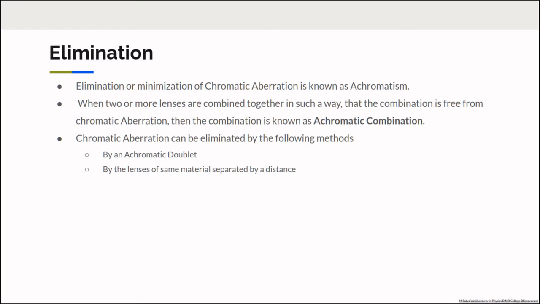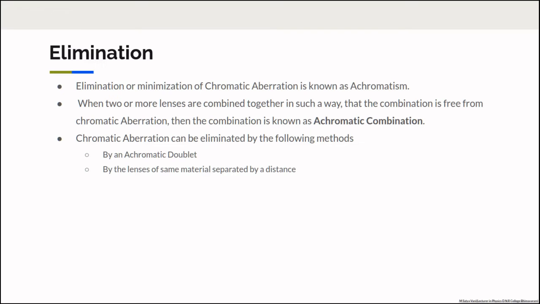Next concept is elimination of chromatic aberration. We have to find how this defect is eliminated. Elimination or minimization of chromatic aberration. Elimination or removal of chromatic aberration is known as achromatism. When two or more lenses are combined together in such a way that the combination is free from chromatic aberration, then the combination is known as achromatic combination.